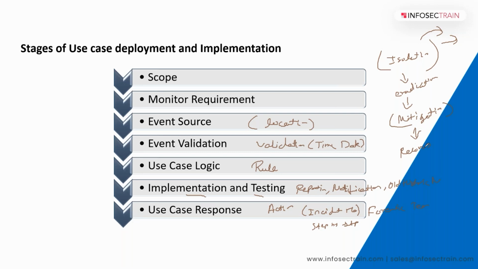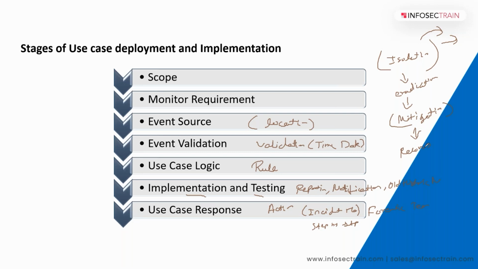Then use case logic: what rule you have created to capture those events, to capture those incidents. We created a set of alarms to be used to detect and identify any attack vector. Then we have the implementation process or the testing process. How the SIEM implementation is to be done, what specific use case you are following. We are following the simple use case: scope, monitoring, event validation, use case logic, and case response.